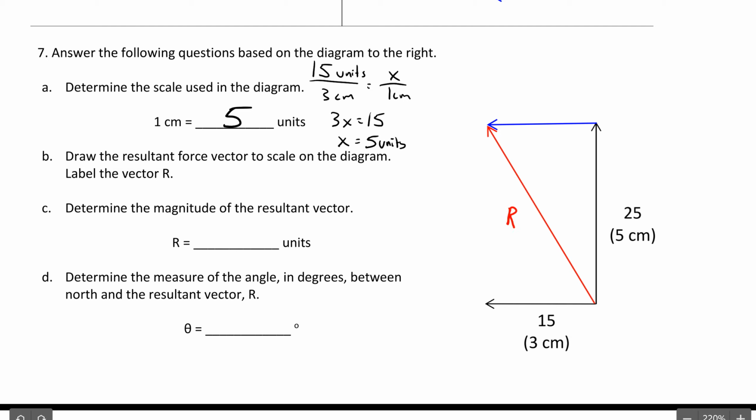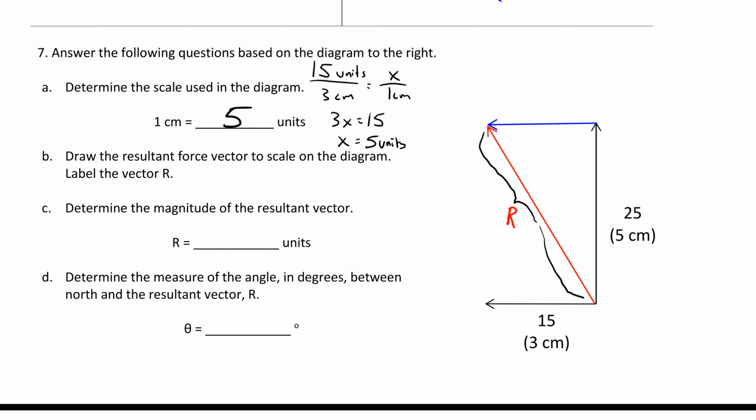Okay. Letter C says determine the magnitude of the resultant vector. At this point, if you were doing this with a ruler on a piece of paper, you could just measure this length and use the scale. You'd have a number in centimeters. You could use the scale to find how many units long that vector is, which is pretty cool.